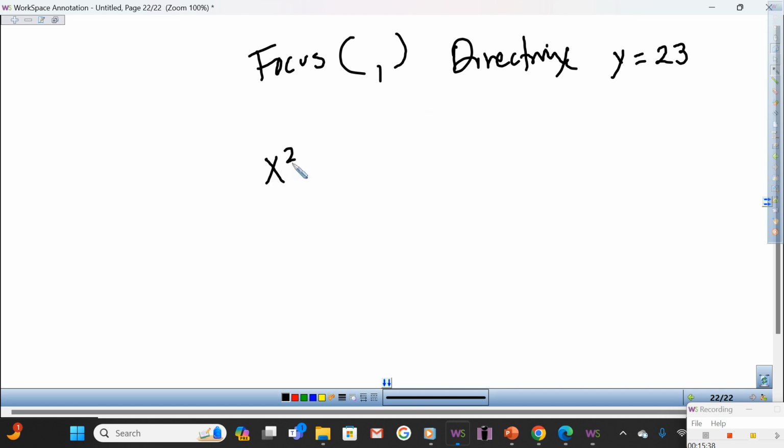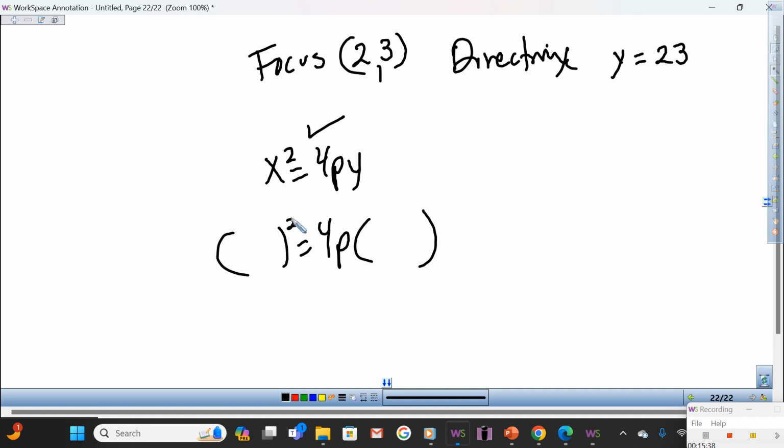X squared equals 4py. Is that correct? However, that's if we have a 0 here or a 0 there. But what if from now on, instead of having that, it has two different numbers other than 0? Well, we start here. What would I write instead of x? Remind your neighbor, without looking at your notes, x minus and y minus. That's simple. Quick transfer from there to there.